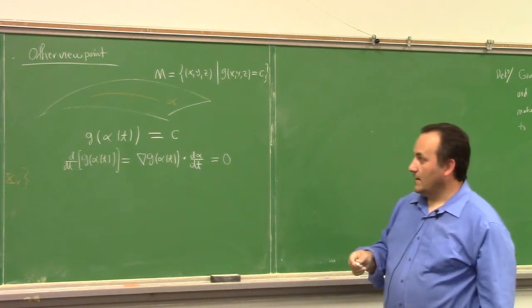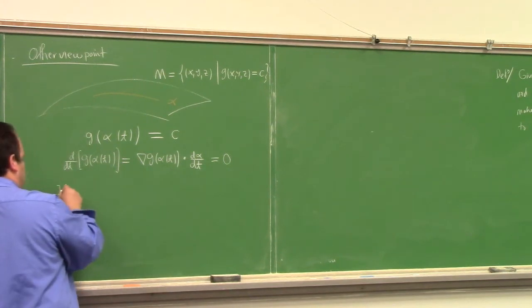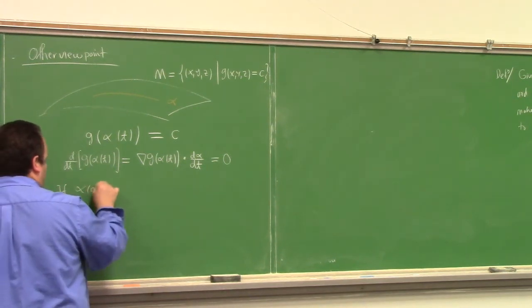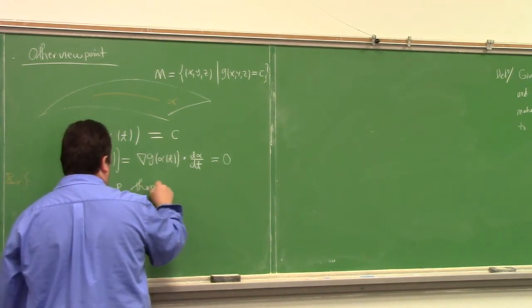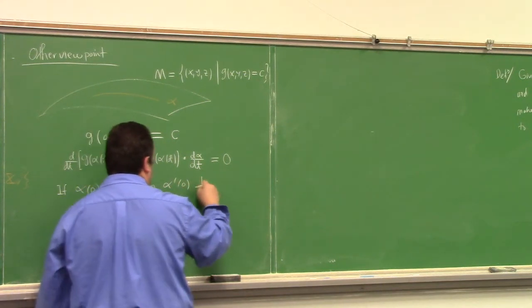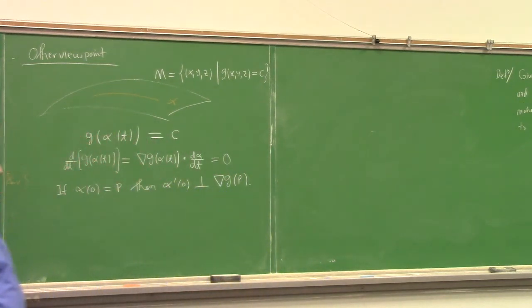It is on the surface. Let's see here. So let's say alpha of 0 is equal to p, as we often talk about. Then alpha prime of 0 is perpendicular to the gradient of G at p, and the dot product would be 0, which is to say that the tangent vector has to be perpendicular to the gradient vector. And this is an arbitrary tangent vector also.